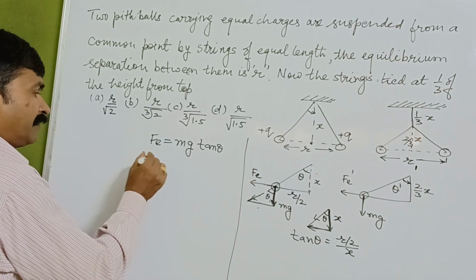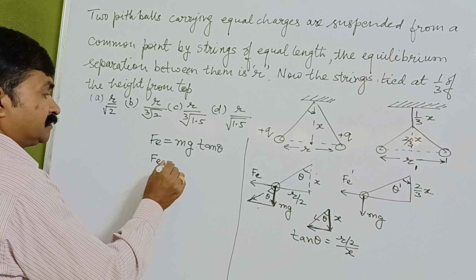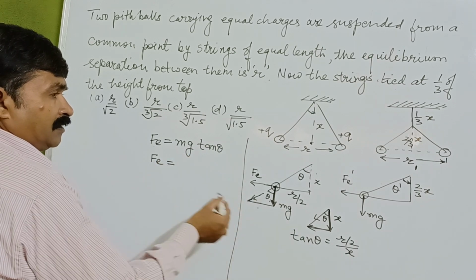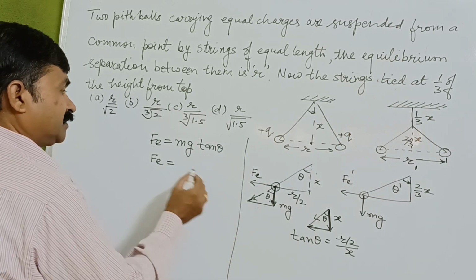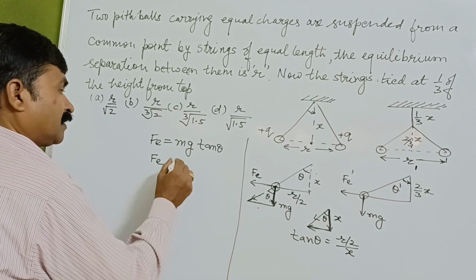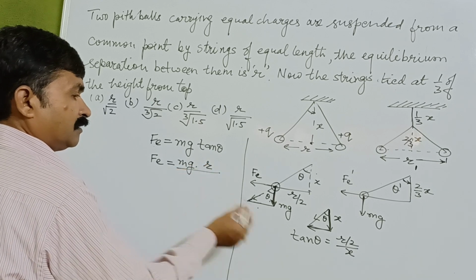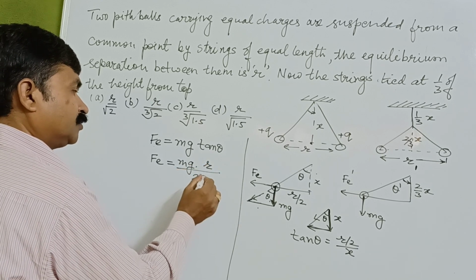Now Fe will be given by mg tan theta, meaning mg into r upon 2x.